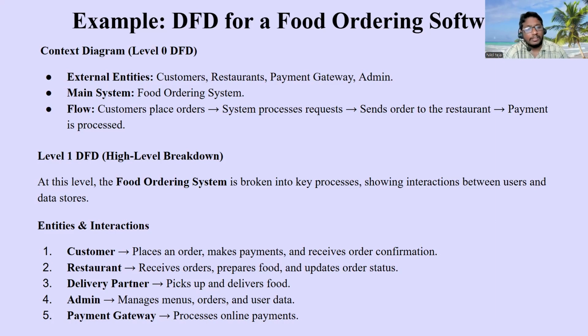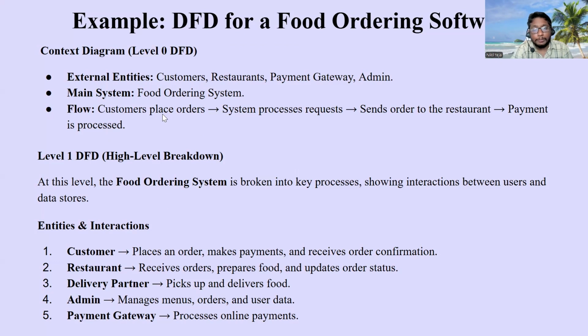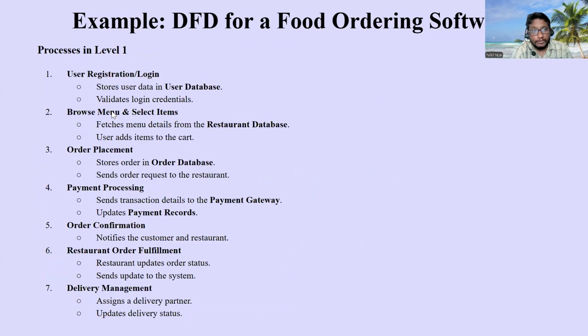Level 1 diagram is nothing but it will be breaking down the level 0 diagram. At this level, the food ordering system is broken into key processes, showing interactions between users and data stores. So in the next slide, I have added processes too, so that you can understand clearly what level 1 is. So, processes in level 1. In level 0, it said the customer places order, but here, how will the customer be placing the order? He will first do user registration or login, which stores user data in the user database and validates login credentials.